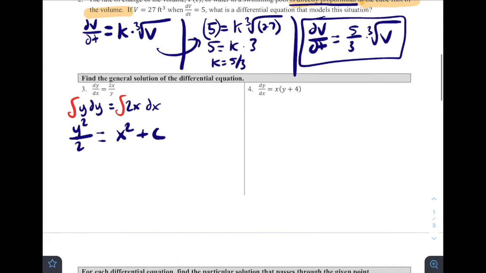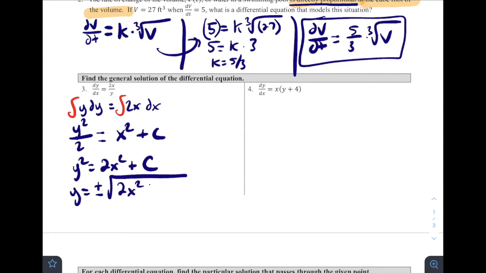Next, we want to get that y by itself, so we're going to multiply by 2 on both sides. So y squared is equal to 2x squared plus 2 times c. 2 times c is still a constant, so we're still just going to call that a constant. And then to get that y by itself, we need to take the square root of both sides. But keep in mind, it could be plus or minus. So plus or minus the square root of 2x squared plus c would be our equation for this.